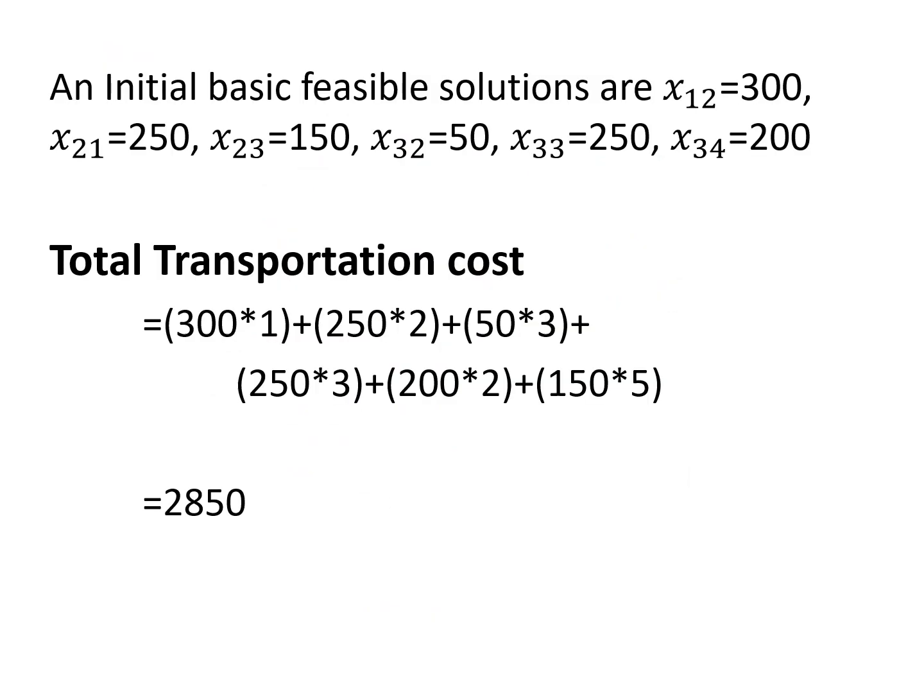And the initial basic feasible solution is x12 is equal to 300, x21 is equal to 250, x23 is equal to 150, x32 is equal to 50, x33 is equal to 250, x34 is equal to 200. Total transportation cost is equal to 300 into 1 plus 250 into 2 plus 50 into 3 plus 250 into 3 plus 200 into 2 plus 150 into 5 is equal to 2850. Okay, we will see another example in our next class.